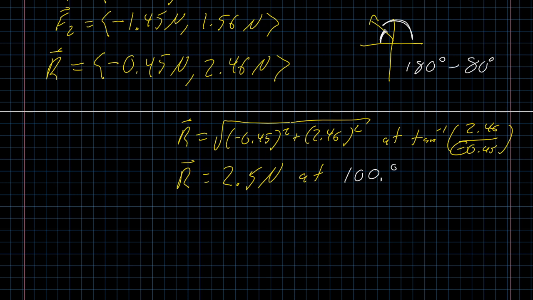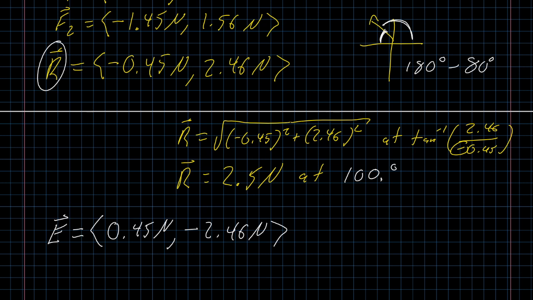But that's not the only thing that I might want, because the resultant tells me the sum, but if I want to balance this, then the thing I'm really looking for is the equilibrant. And the equilibrant is the negative of the resultant. This is easier to figure out if you go back to the components. Instead of negative 0.45, it's going to be positive 0.45 newtons for the x component. And instead of positive, it's going to be negative 2.46 newtons for the y component.